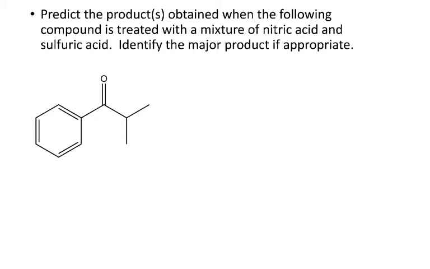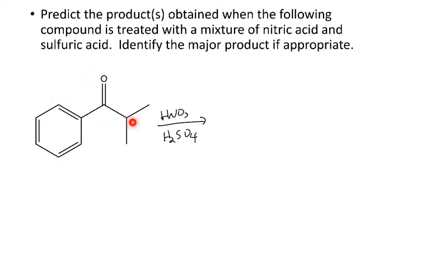Okay, so in this case, they want me to predict the products of a reaction when I treat this with a mixture of nitric acid and sulfuric acid. And so this is going to give me nitration, so I'm going to add an NO2 group, but then I need to decide where it's going to end up.